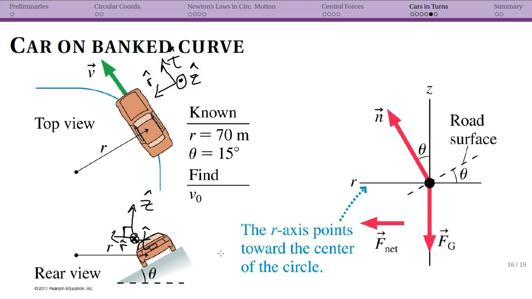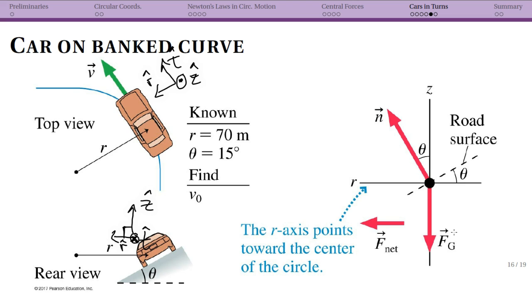So now, what are your forces? In this case, we are not going to think about friction. We are going to say that there's no friction, right? Maybe it's really icy. Well, we have a normal force and we have a gravitational force, and that's it. So when I draw my free body diagram, my normal force is at an angle, right? My normal force is not along the z direction. My gravitational force is still straight down.